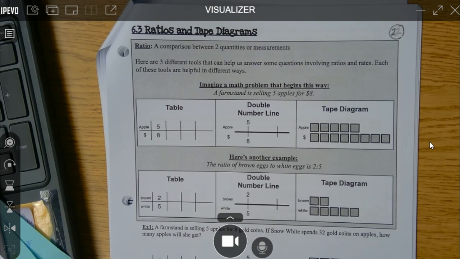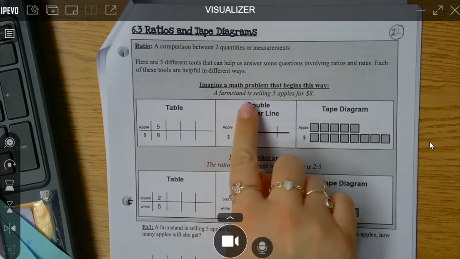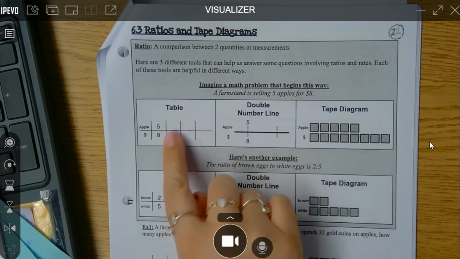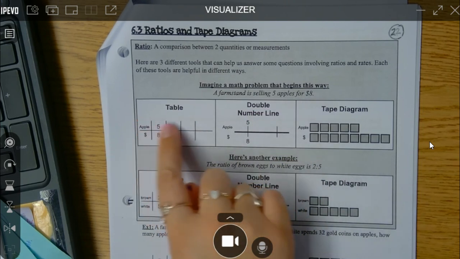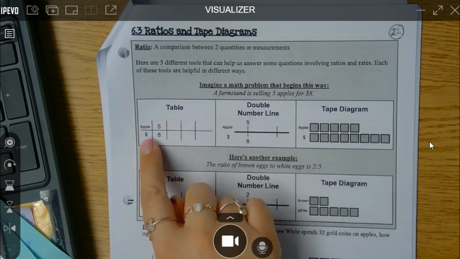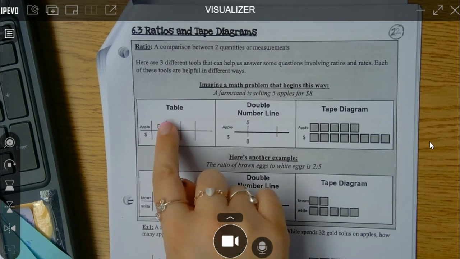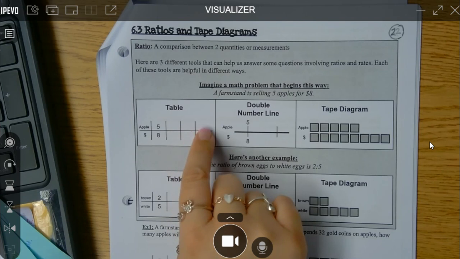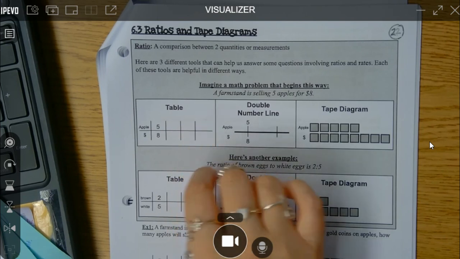Okay, so first off, let's just go ahead and look at this simple problem that says a farm stand is selling 5 apples for $8. You could represent that in a table where you have apples along here and your money down here. So it's 5 apples for $8. And then you try to create essentially equivalent ratios there.